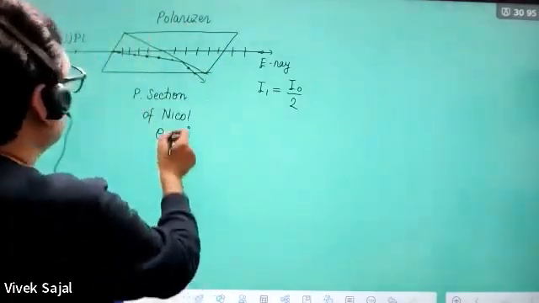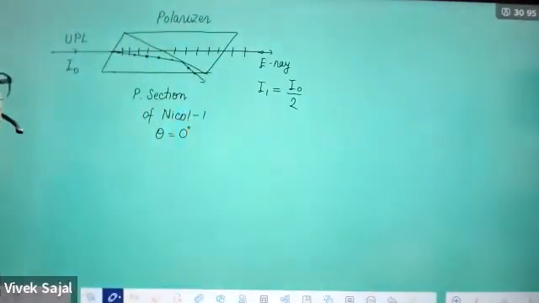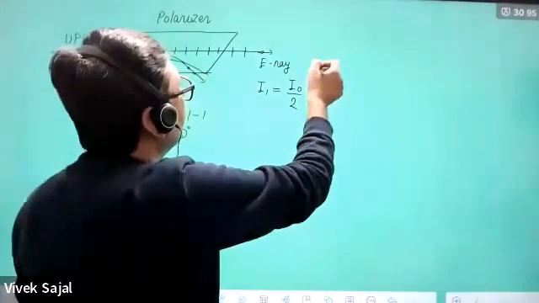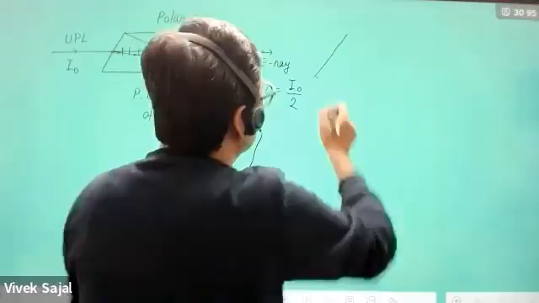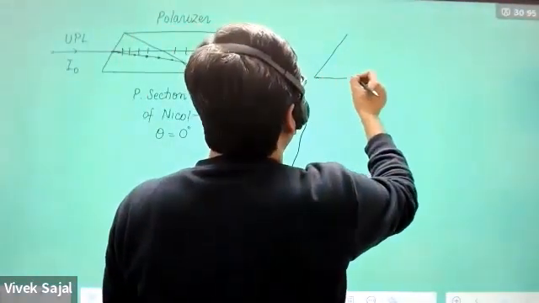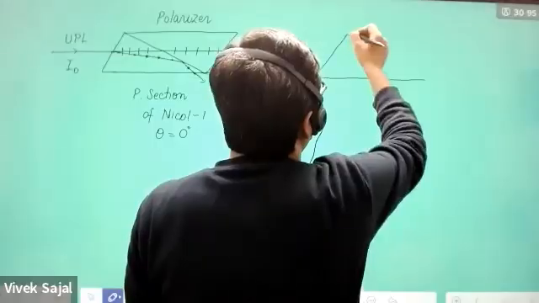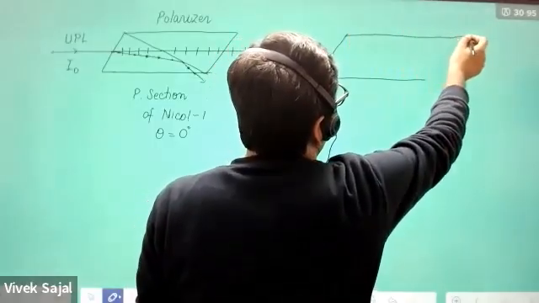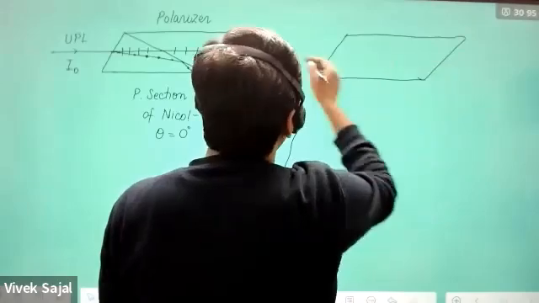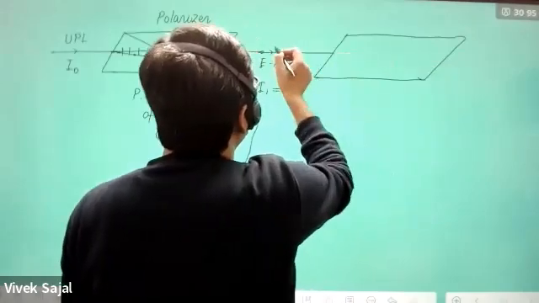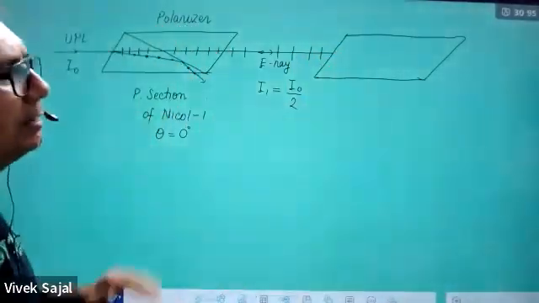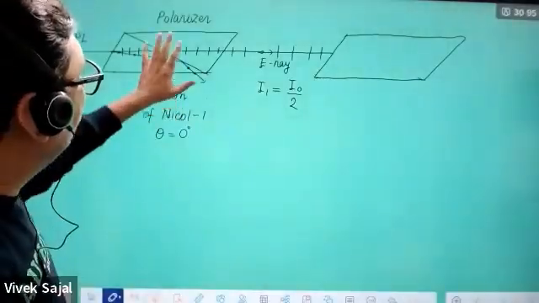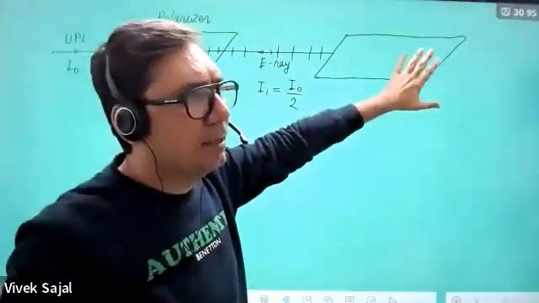This is Nicol 1. I call it N1. Now what I do, I place another identical Nicol prism here. I am calling it N2 or Nicol 2. And I place this Nicol prism in such a way that the principal section of this and this are parallel.